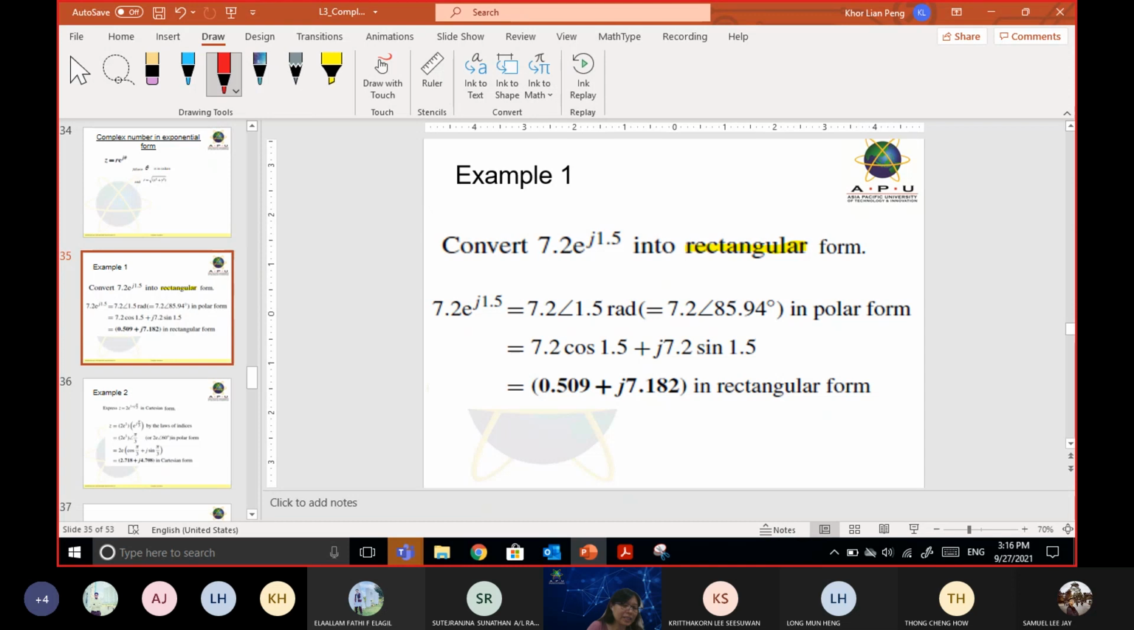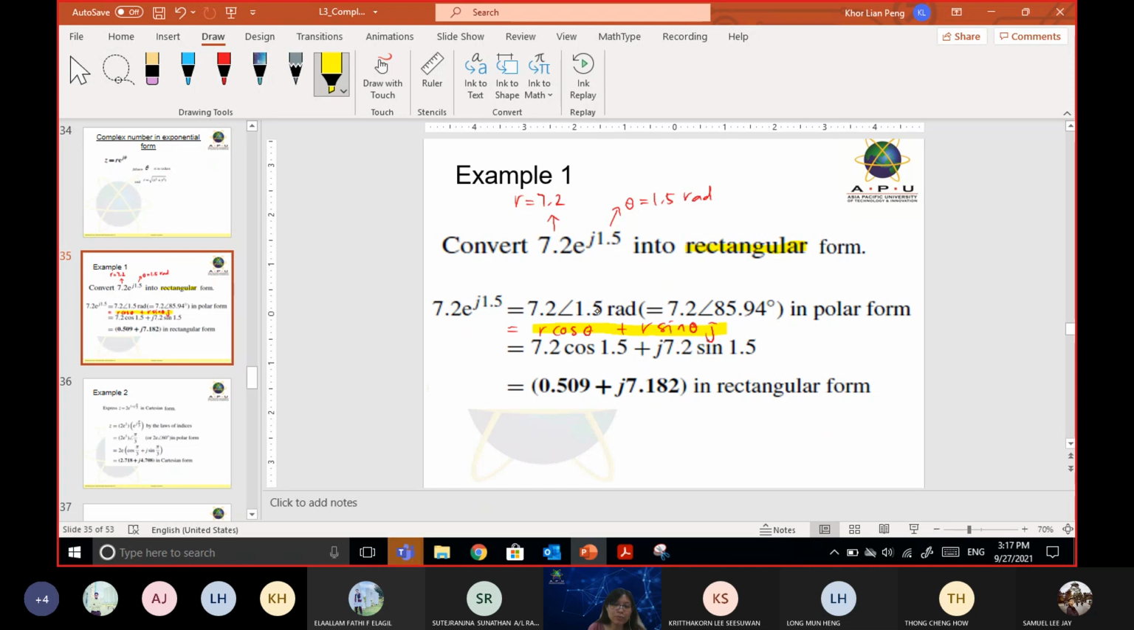Now let's identify which one is the r. The r is 7.2, then your theta is 1.5, and remember, this is in radians. Since you managed to identify which one is r and which one is theta, you can easily write your answer in rectangular form, because you can just write it as r cos theta plus r sine theta j. You are always using this formula to find the Cartesian form.